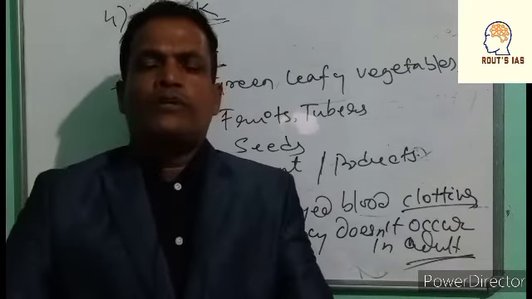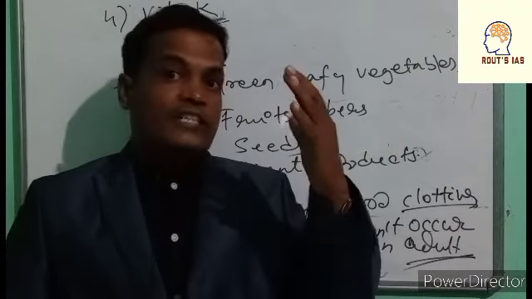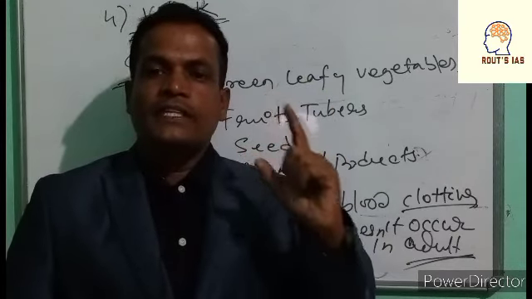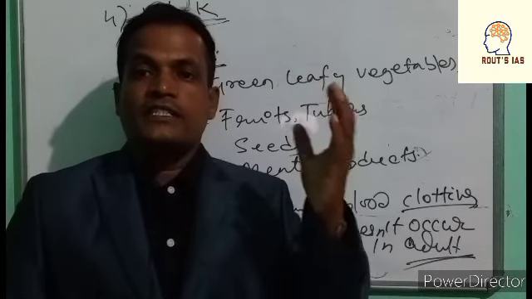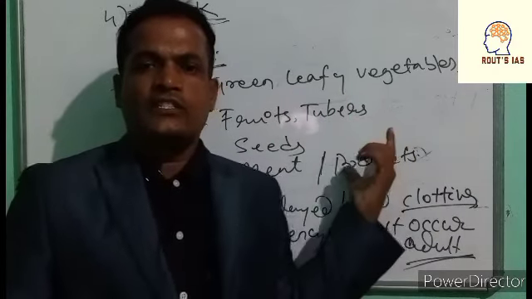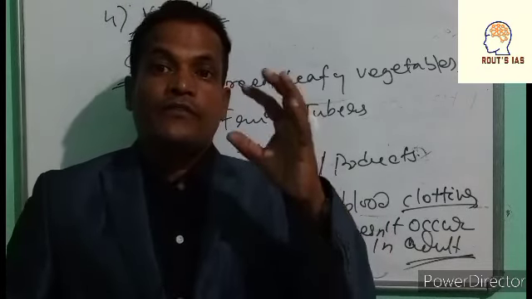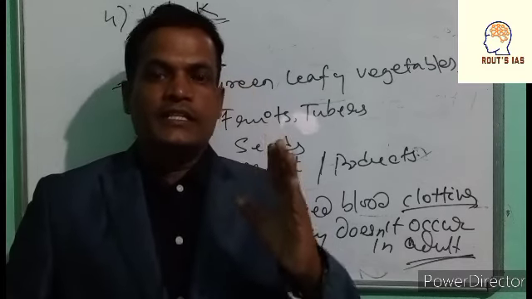So this is about the vitamins. For fat soluble vitamins, we have already discussed vitamin A, vitamin D, vitamin E, vitamin K, and their sources, functions, deficiency, and excess. All these things are discussed under the fat soluble vitamins, and in the next video we will discuss the water soluble vitamins, that is vitamin B complex and vitamin C.